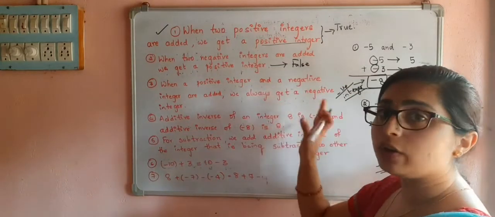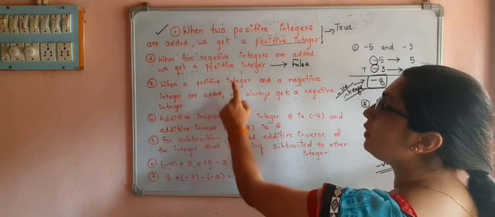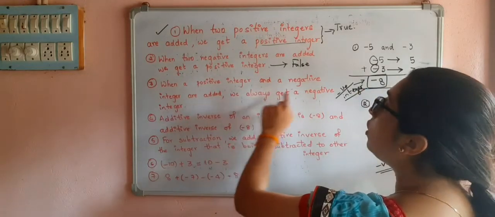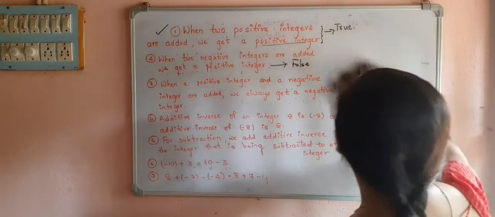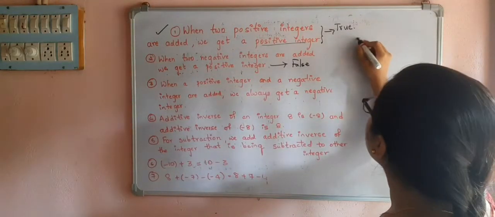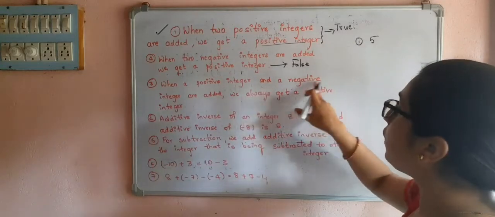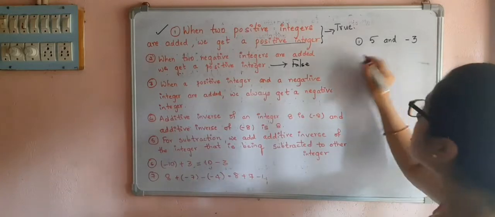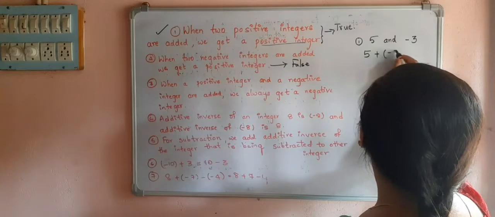The third one says: when a positive integer and a negative integer are added, we always get a negative integer. Let us take an example now. First, I will take a positive integer, that is 5, and a negative integer, minus 3. If I add these two, 5 plus minus 3.